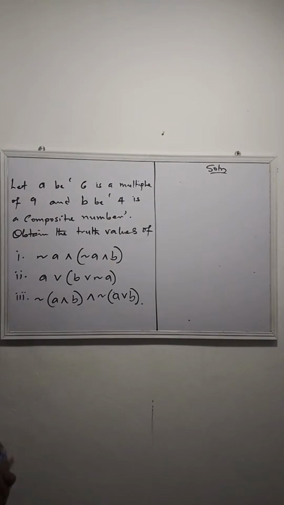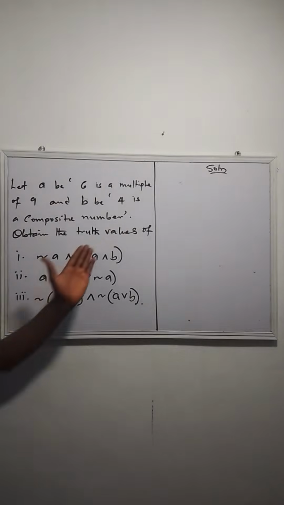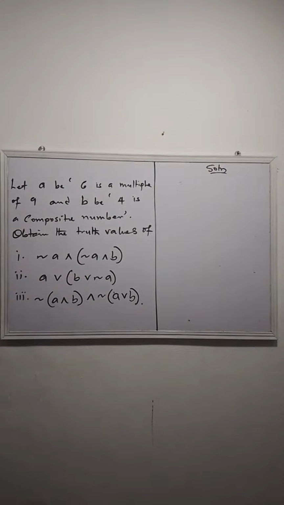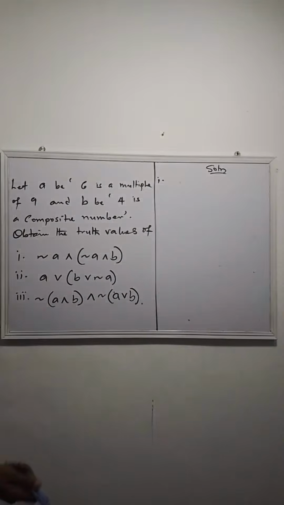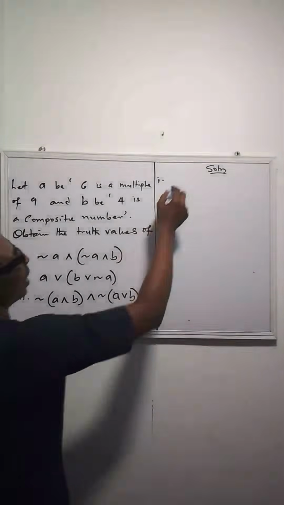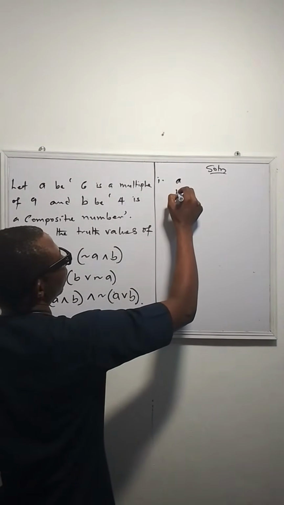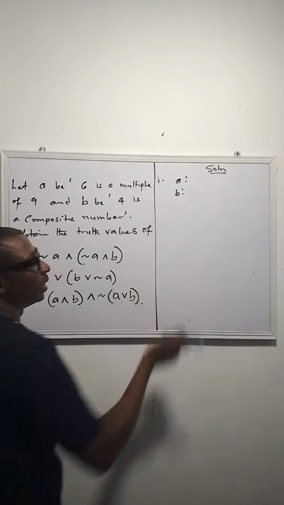Now let A be: 6 is a multiple of 9, and B: 4 is a composite number. So obtain the truth values of the following. Now the first one, A. Before we start doing this, we need to get the truth value of A and B. So you are going to do that for me now.